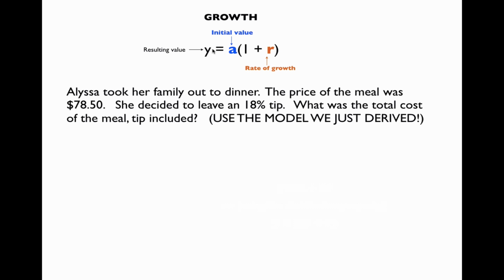So here we have our model. The resulting value is equal to the initial value times 1 plus the rate of growth. And the rate of growth tells you how your value is changing. Is it going up by a certain percentage, or is it going down by a certain percentage?